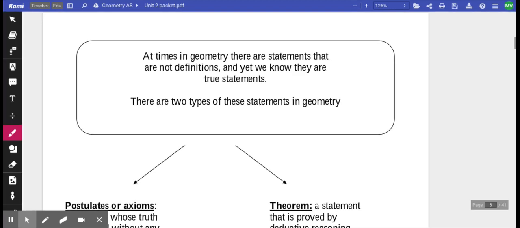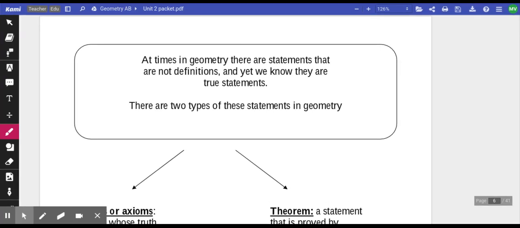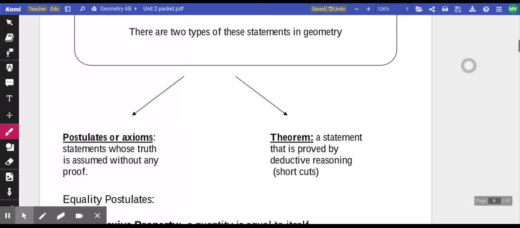Hello, everyone. Today is day 2 of our Unit 2. And today we are talking about more reasoning and proofs. And at times in geometry, there are statements that are not definitions, but we know they're true. And there are two types of statements that are this.